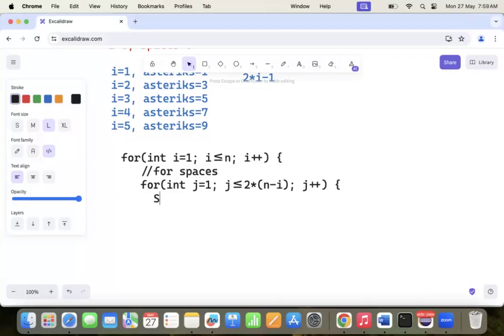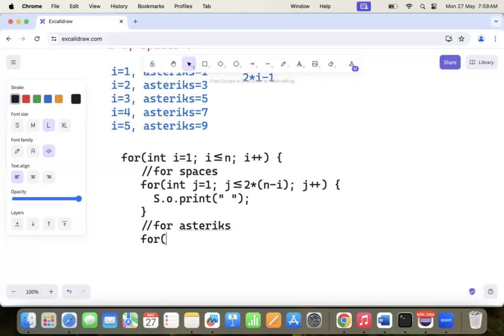So how do you print the space? System dot out dot print, give a white space. Yes. Now for asterisks, could you tell me what's the loop to write for asterisks?